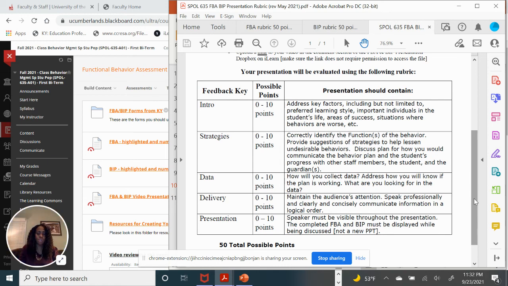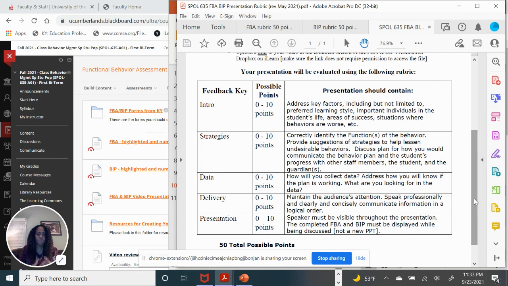The strategies: correctly identify the function or functions of behavior, provide suggestions. So the section where I ask you, what would you do about it? Suggestions of strategies to help lessen the undesirable behaviors. Discuss the plan for how you would communicate the behavior plan and the student's progress with the other staff members, the student and the guardian. And that's up to 10 points as well.